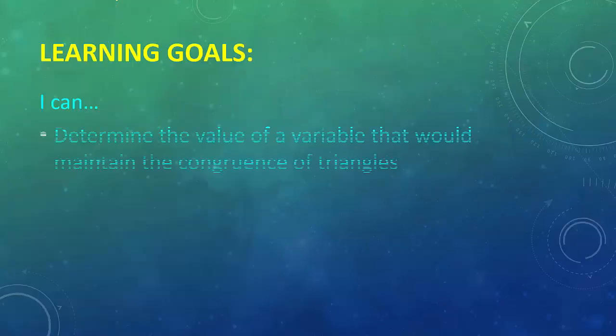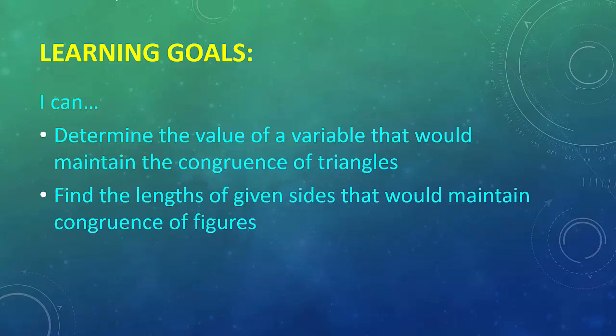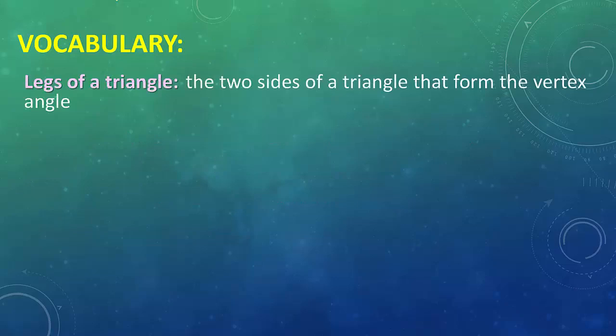So learning goals for this. I can determine the value of a variable that would maintain the congruence of triangles, and I can find the lengths of given sides that would maintain congruence of figures. Some vocabulary for you. We've got quite a bit in this, so I'm not saying you have to write it all down, but make sure that you at least understand what each of these are.